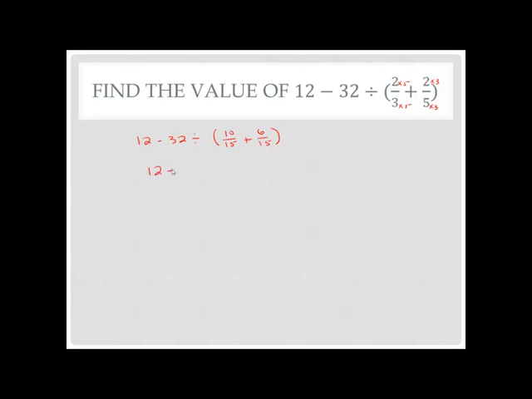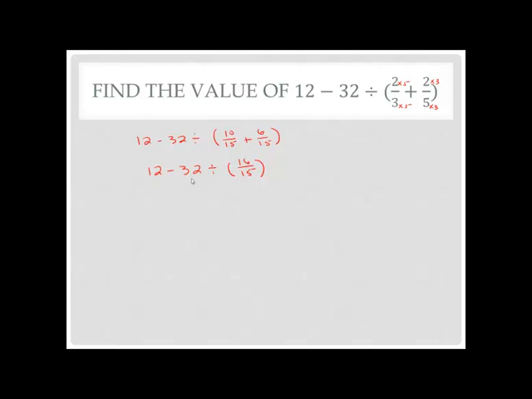Okay, now that I've done that, I can add my numerators and keep my denominator. Now I have 16 over 15. Now my next step, since I've simplified as far as I can inside the parentheses, would be to divide. In this case, I have subtraction and division. In my order of operations, division would come first. So I'm focused on this 32 divided by 16 over 15. And this is the same thing as dividing fractions.